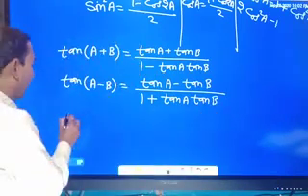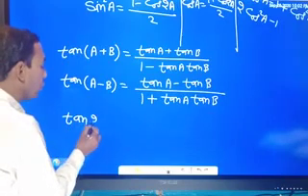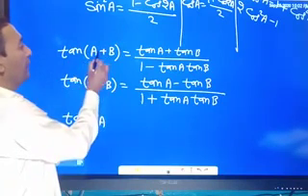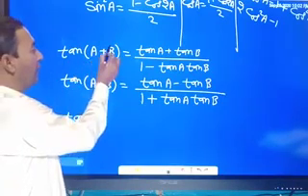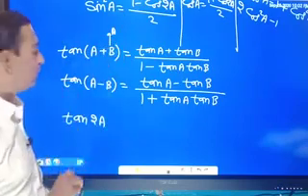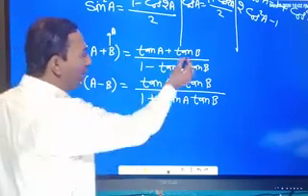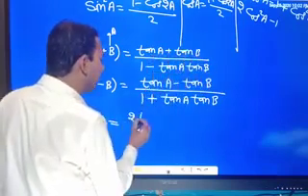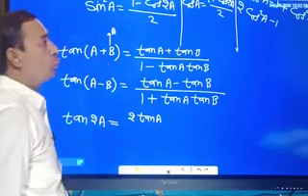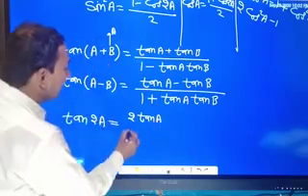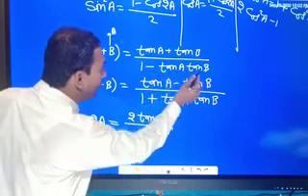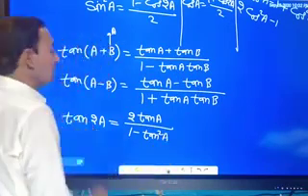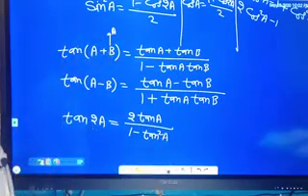Now we have to write the formula of tan 2a. For tan 2a, we put a in the place of b. Then a plus b, here you put a, so a plus a becomes 2a. Then tan 2a: tan a plus tan a means 2 times tan a, divided by 1 minus tan a into tan a, that means 1 minus tan square a. This is the formula of tan 2a.